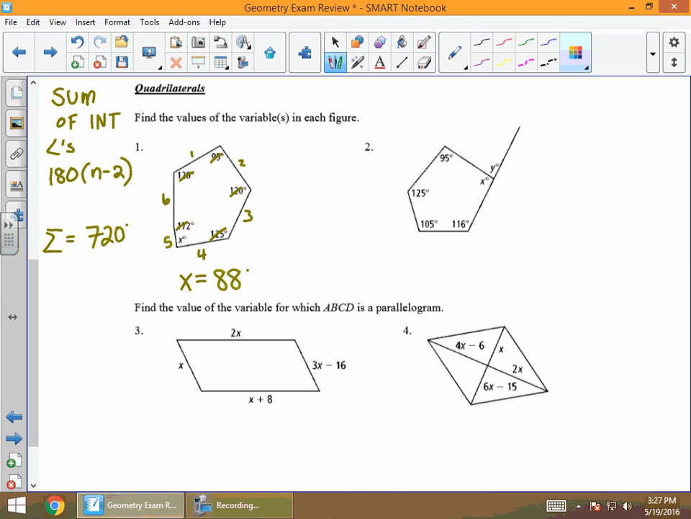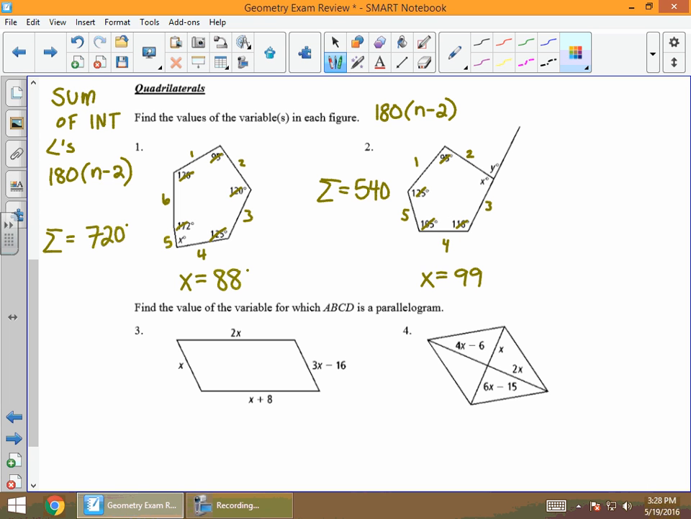Question number 2. This figure is 1, 2, 3, 4, 5 sides. So I can do 180 times 5 minus 2. Well, 5 minus 2 is 3. And 3 times 180, this sum here needs to be 540 degrees. So if I do 540 and I start subtracting, subtract 95, subtract 125, subtract 105, subtract 116, you will get x to equal 99 degrees.